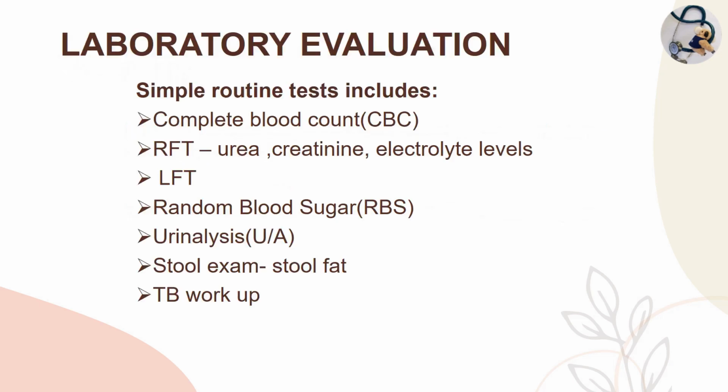So for the lab investigation, first you just start with the routine check. Simple routine tests will be complete blood count with peripheral blood smear, renal function test, urea, creatinine, electrolyte levels, liver function test in detail, random blood sugar you can check, urine analysis, urine routine and culture sensitivity examination, and stool routine microscopic examination, and even estimate the stool fat for malabsorption syndromes. And then ultimately you might have to go for TB workup. So this will depend upon what the history is telling you.